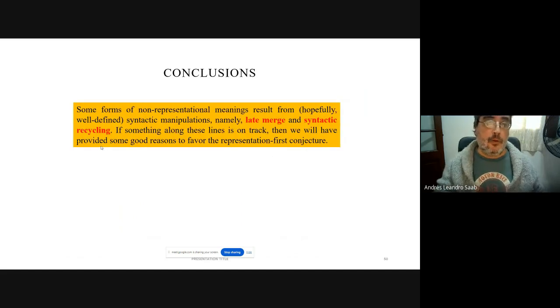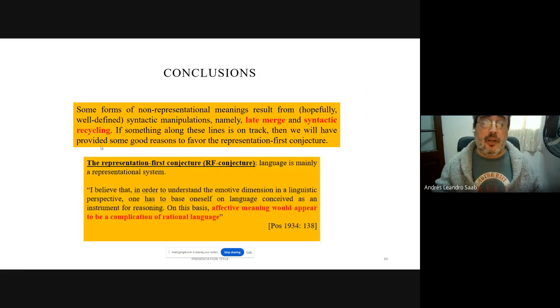Okay. Conclusion. So some forms of non-representational meaning result from hopefully well-defined syntactic manipulation, namely late merge and syntactic recycling. If something along these lines is on track, then we will have provided some good reasons to favor the representation-first conjecture. Recall the conjecture, which is basically that language is mainly a representational system, and this is maybe because, as Post has claimed, language must be conceived as an instrument for reasoning. So affective meaning will appear to be a complication of rational language. I have implemented this idea with a concrete syntax, or thesis about syntactic manipulation.